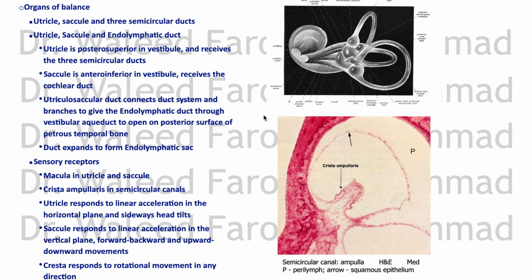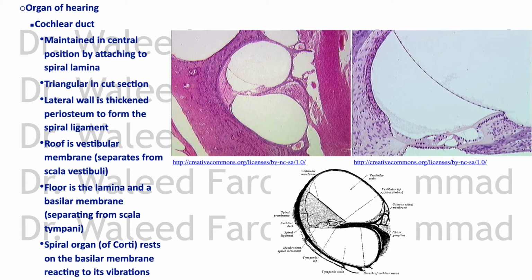See how perfectly designed this device is for equilibrium. The organ of hearing, which is present in the cochlear duct, is this organ. Now see, this is the duct itself.